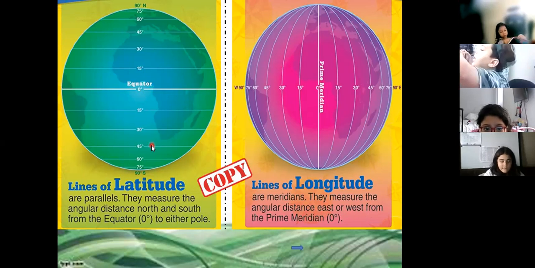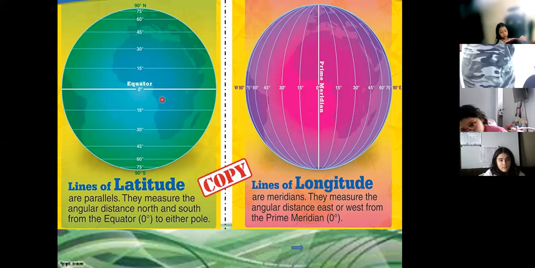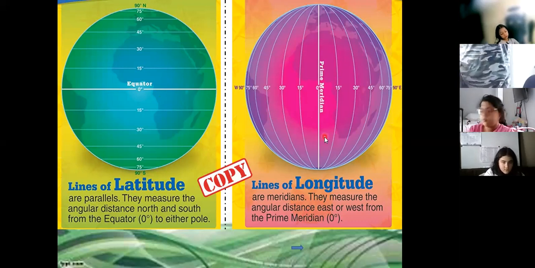So you can see the lines of latitude, they are, como decimos, de manera horizontal. In longitude, vertical way, right? So they are meridians. It's called meridians.